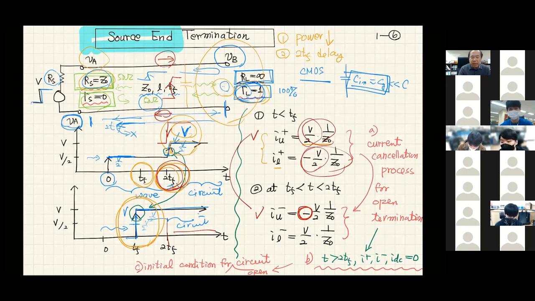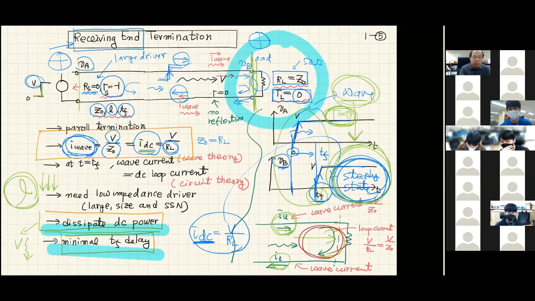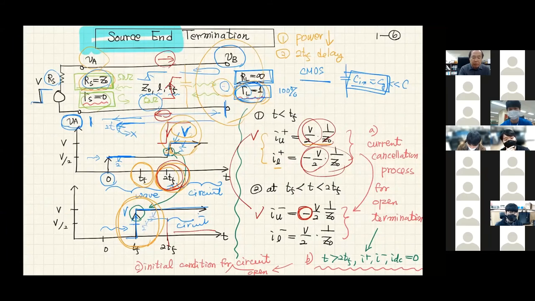So all this reflection is electromagnetic wave activity to make an initial condition for circuit operation. In the previous receiving end termination, after multiple reflections, we saw that we have a DC current path. That is the source of the power consumption. But with this source end termination, after multiple reflections, all the DC current is canceled out. And that is the initial condition for open termination.